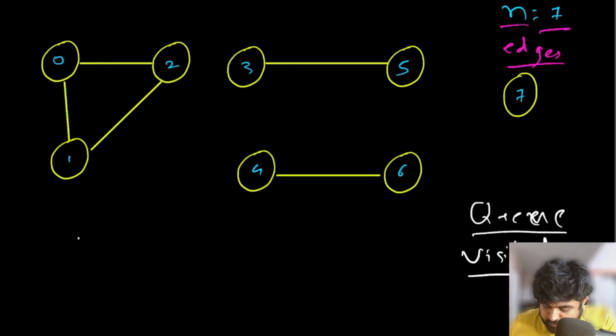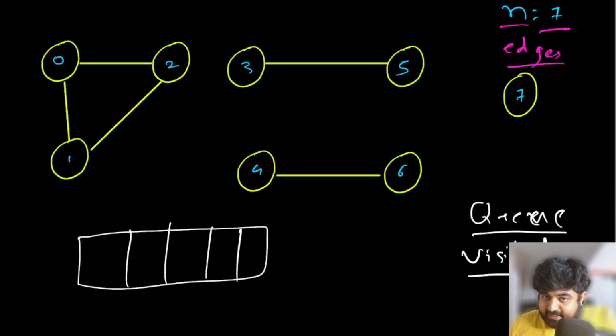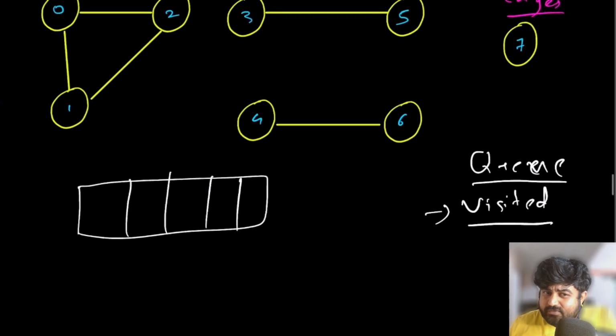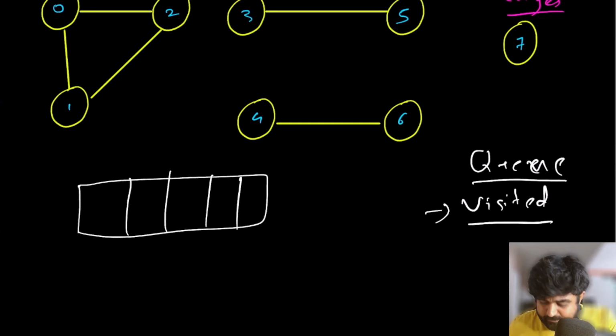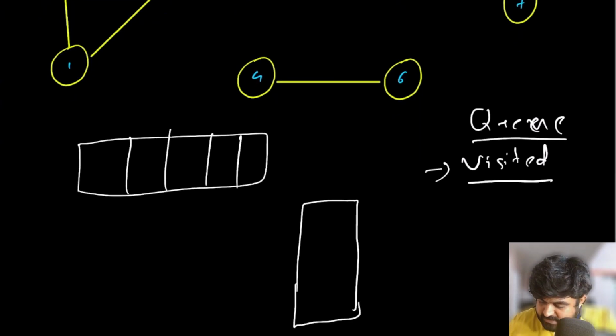So we are going to have our queue. Now inside our queue, currently we don't have any elements, and we also have our visited hash set. We can also use a visited array. I'm just giving you the example of a visited hash set. Either way, we are going to have a mechanism to keep track of all the nodes that we have visited so far. So this is our visited hash set, and this one is our queue.